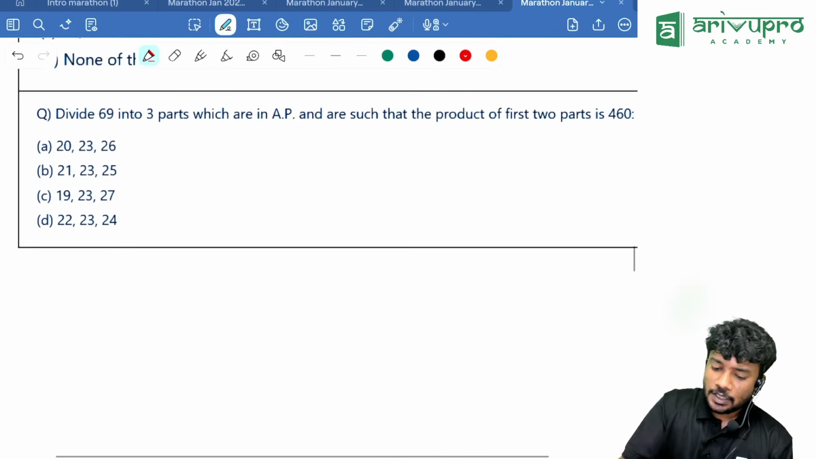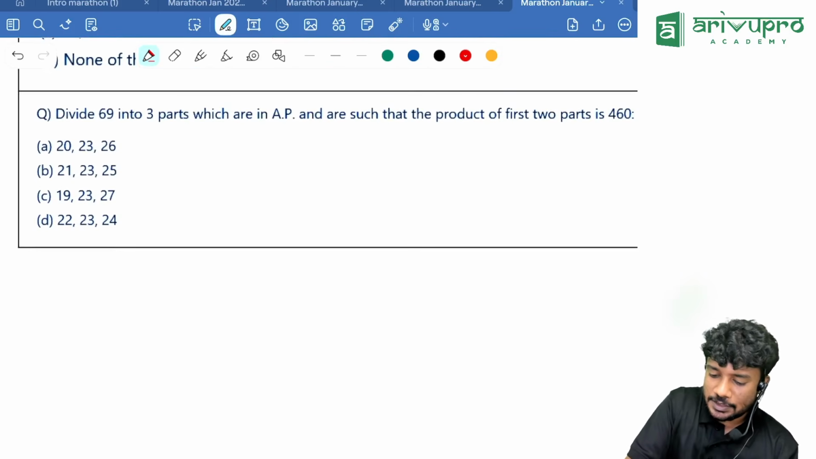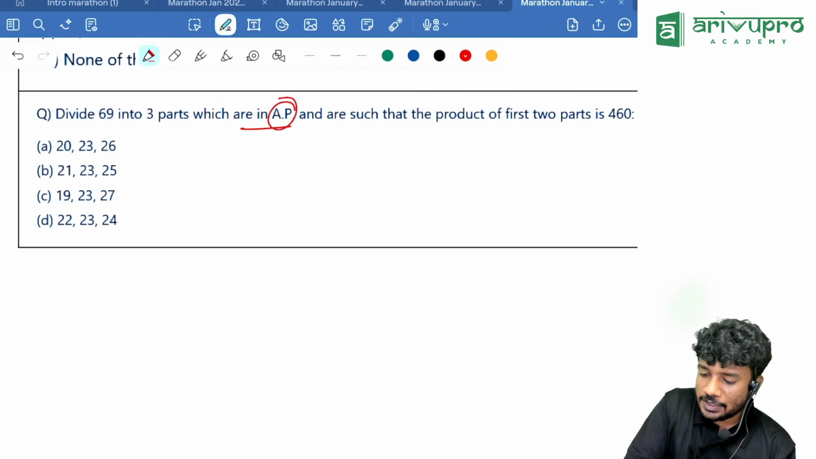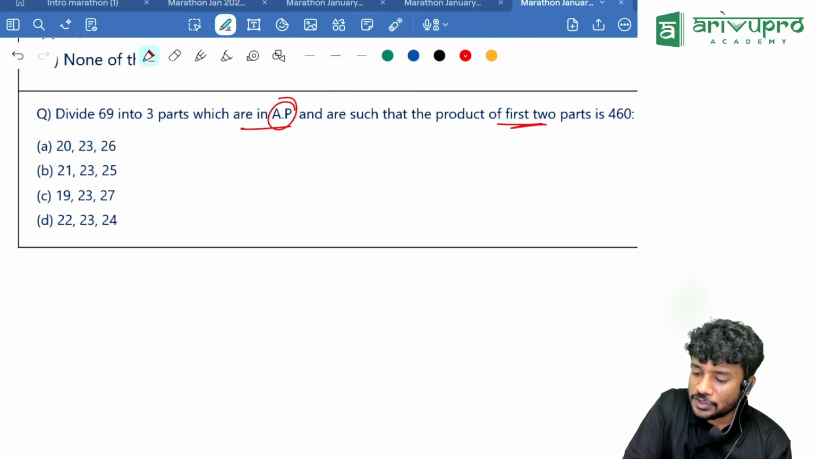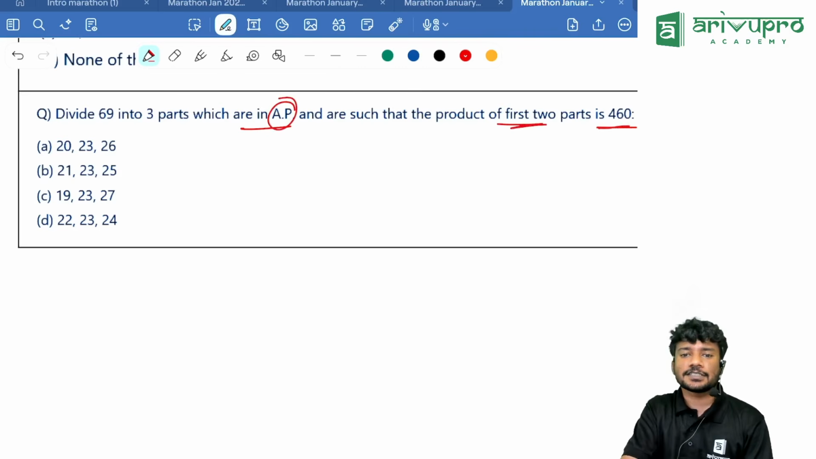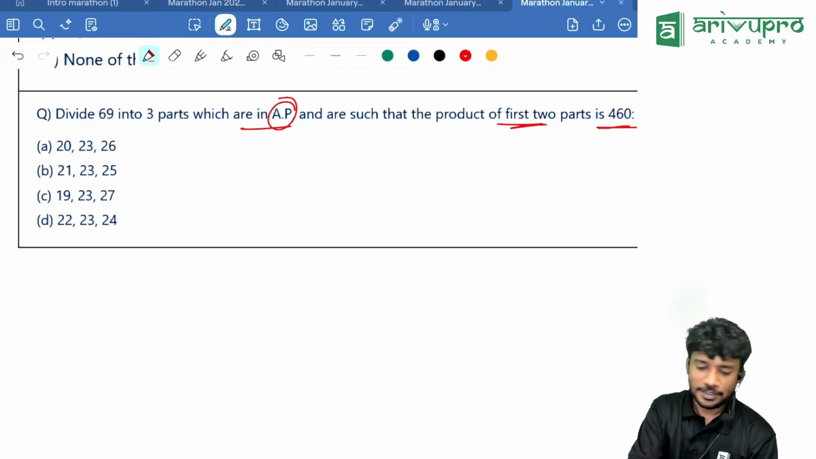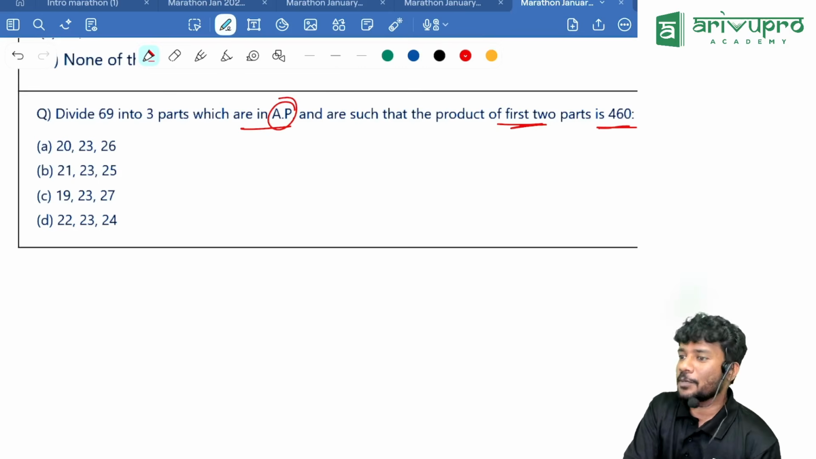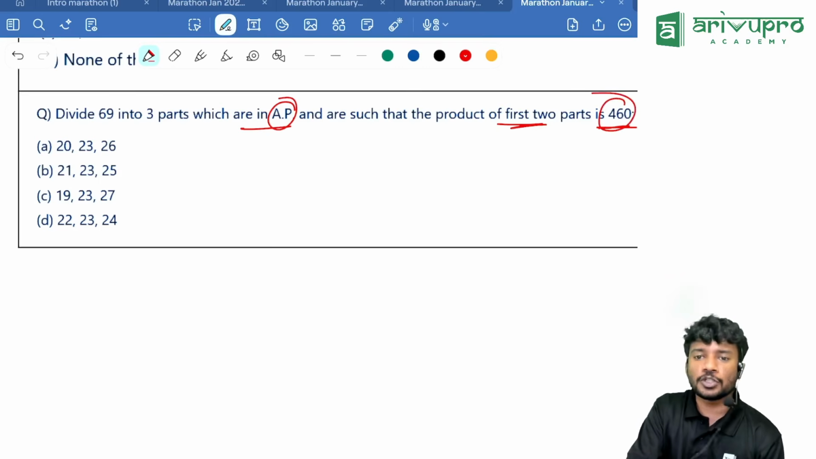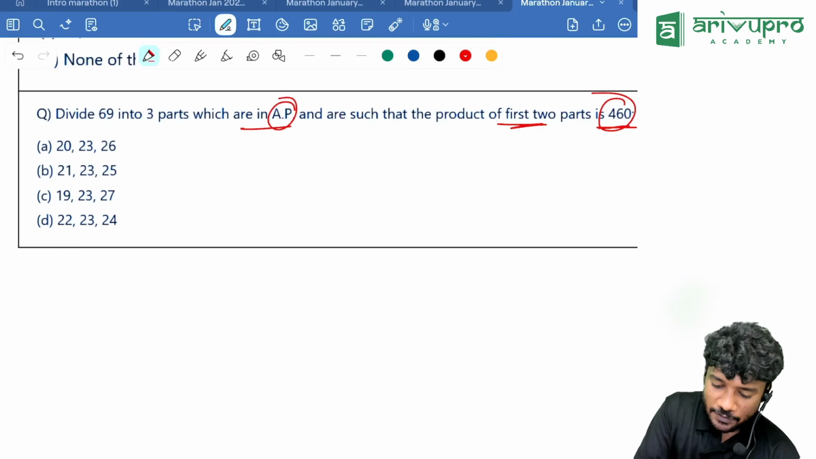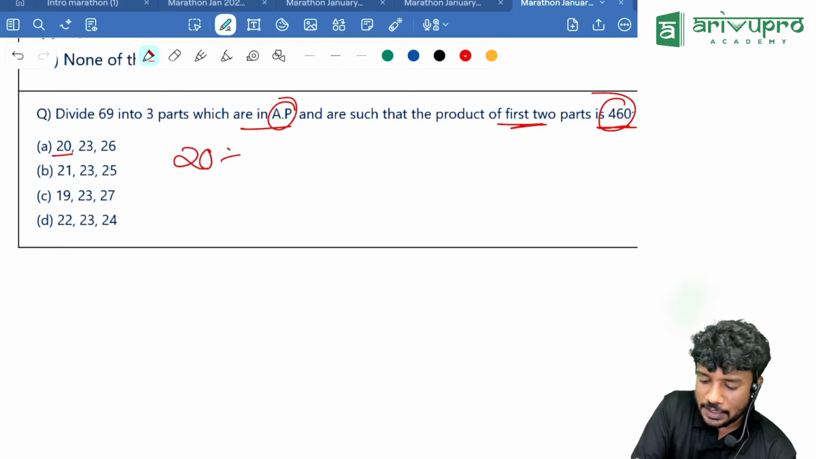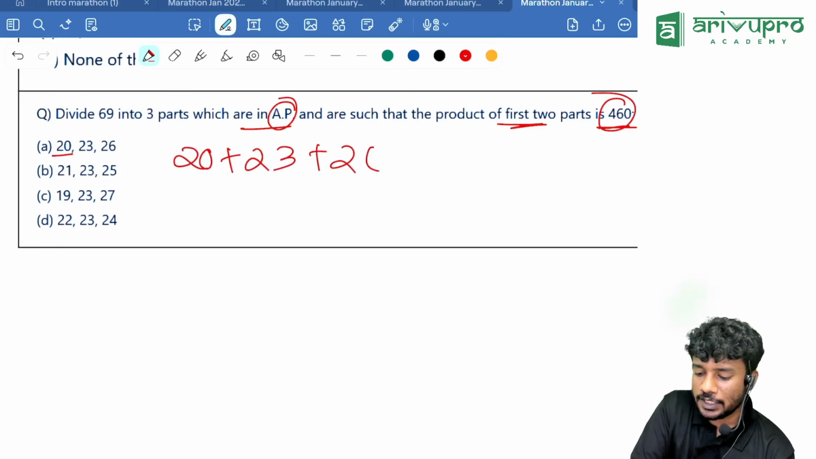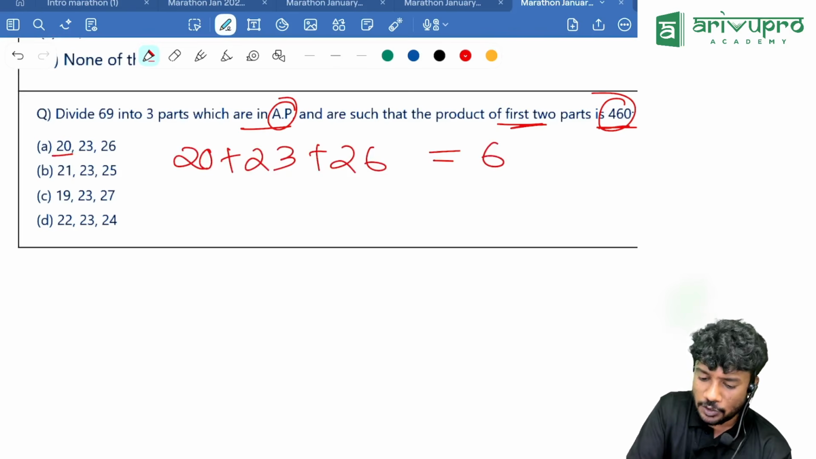Divide 69 into 3 parts which are in AP such that the product of the first two parts is equal to 460. The easiest method is option hitting. You need to check whether the sum is equal to 69 and also whether the product of the first two parts is equal to 460. Add everything: 20 plus 23 plus 26 is equal to how much? That is equal to 69.